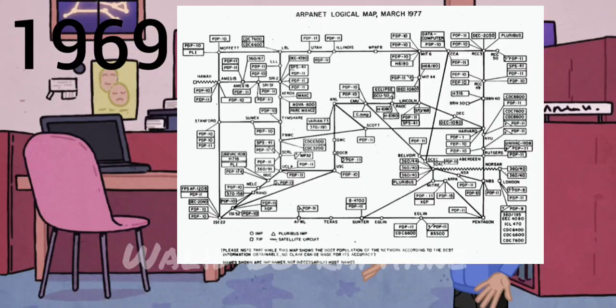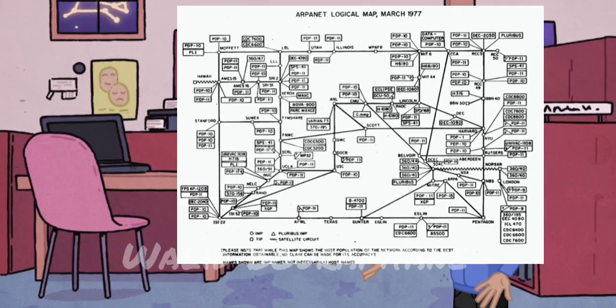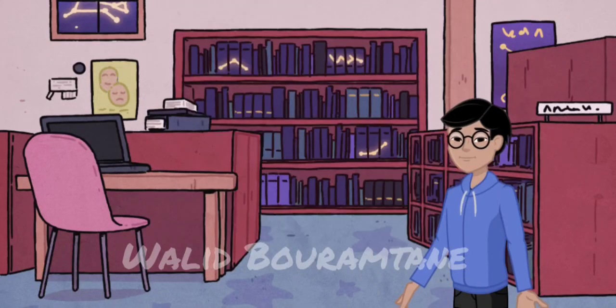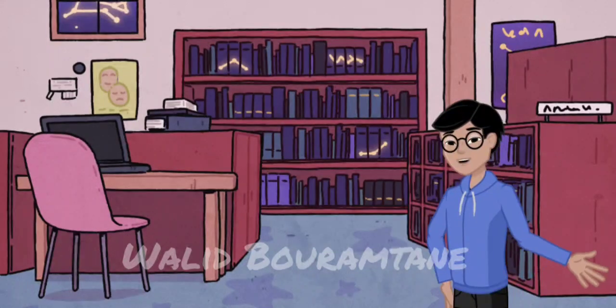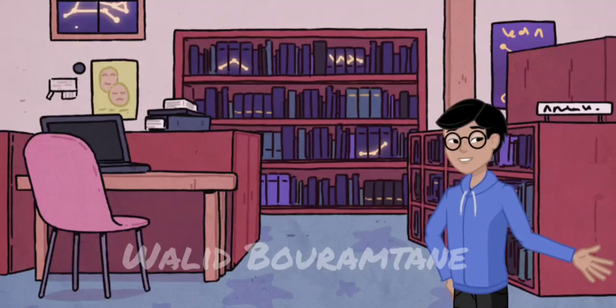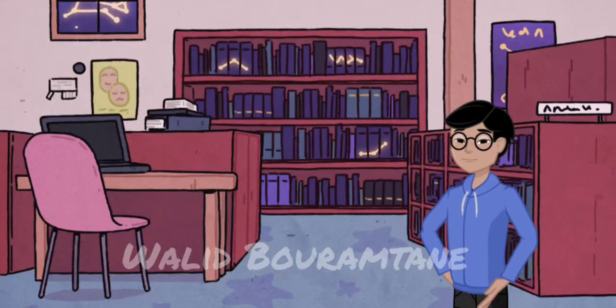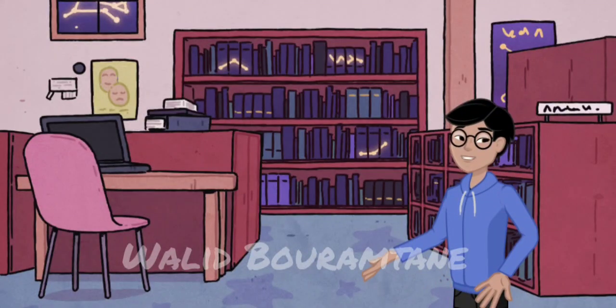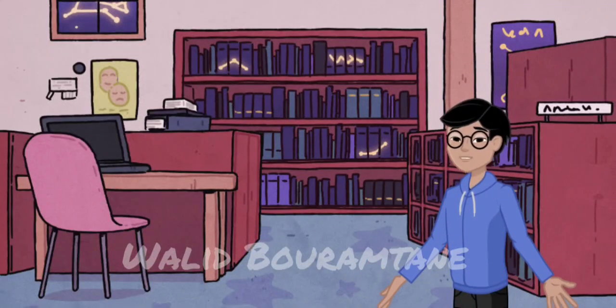1969, ARPANET, Advanced Research Projects Agency Network, the precursor to the Internet, is created by the U.S. Department of Defense. The first message is sent between computers at UCLA, University of California, Los Angeles, and Stanford. ARPANET was the first operational packet switching network and is considered the precursor to the modern Internet.